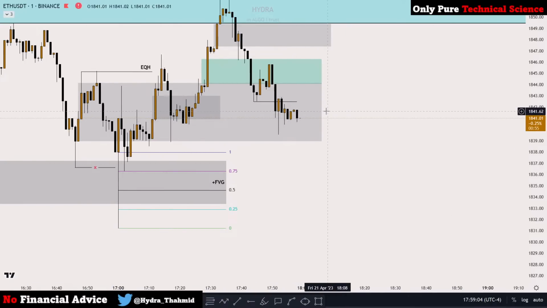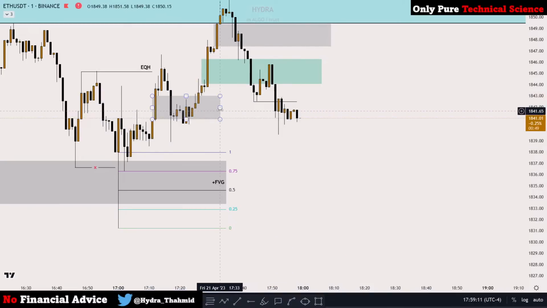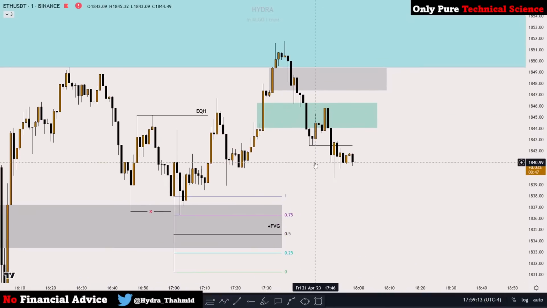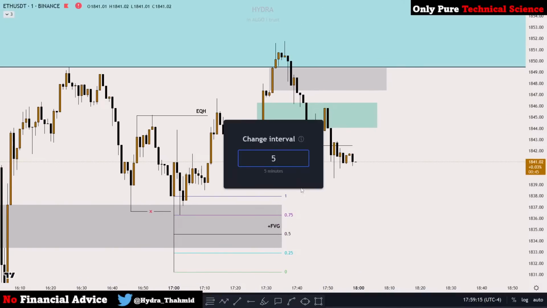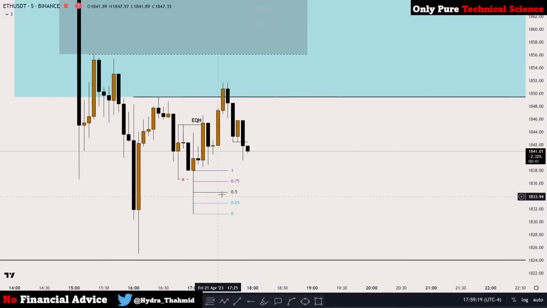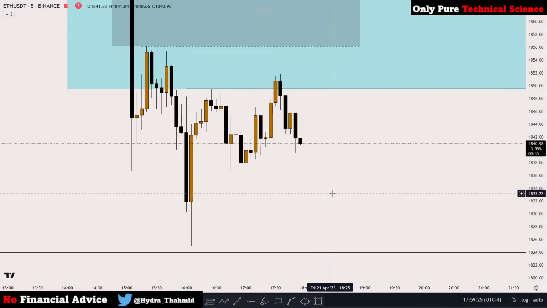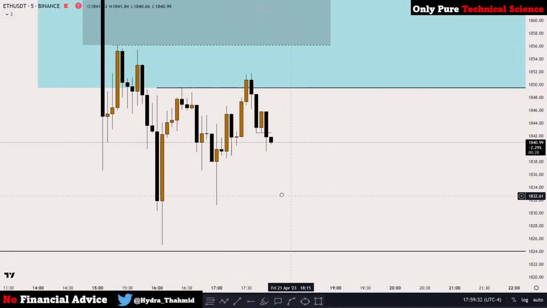Okay, so let me clear this breaker block right here. This old breaker block that you see right here is not valid anymore. So what do you see here? Let me take you to the 5-minute chart. Things will get a little bit clearer. You saw me calling the market both sides and getting it correct just now. I'm going to do it more.